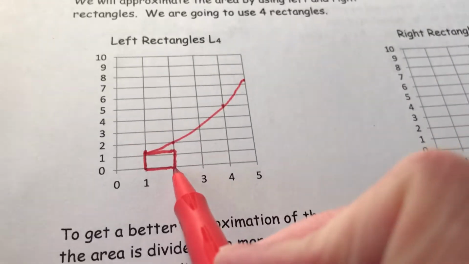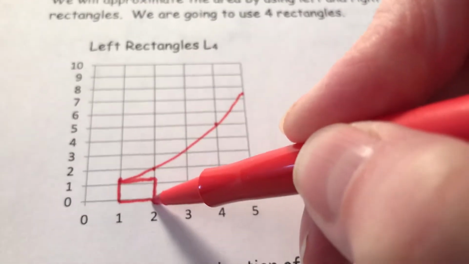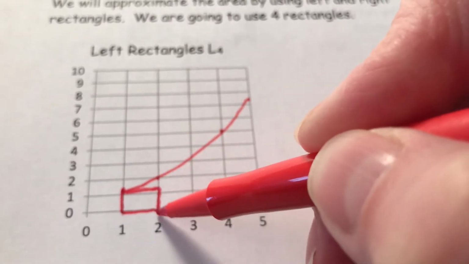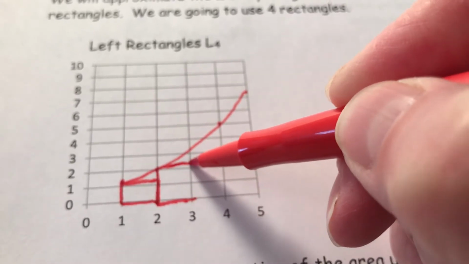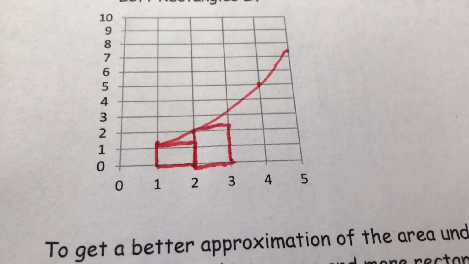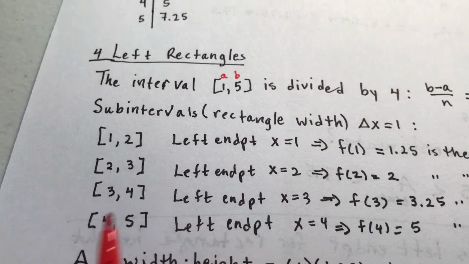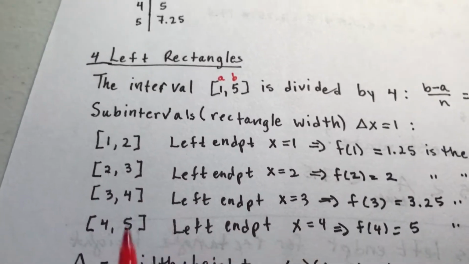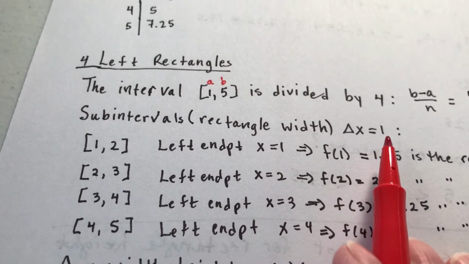So each one's going to have a width of 1, and the height comes from the left endpoint. Well, the left endpoint is where the 2 is, and I come up to here, and I draw my second rectangle. Not very pretty. So this is what I've done. I've said, okay, from 1 to 2, and then 2 to 3, 3 to 4, 4 to 5. I've got 4 subintervals, and they all have width 1.